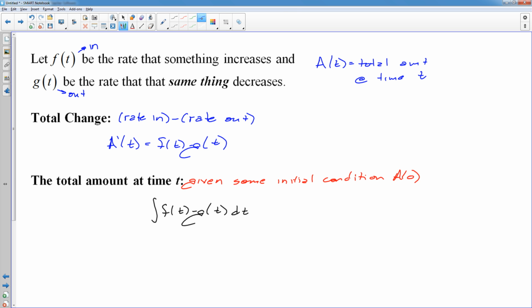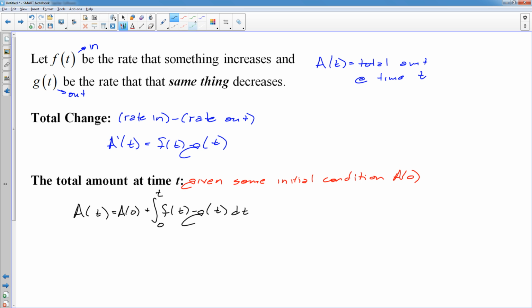But if I want my amount at time t, well, that would be A of t. And what I need to include here is we're actually going to start with my initial condition, and then we'll measure the rate of change from that initial point, which I'm using 0 here, to some unknown t value. So if I want the amount at time 3, then I'll do A of 0 plus the area from 0 to 3. Time at 5 would be plus the area from 0 to 5.